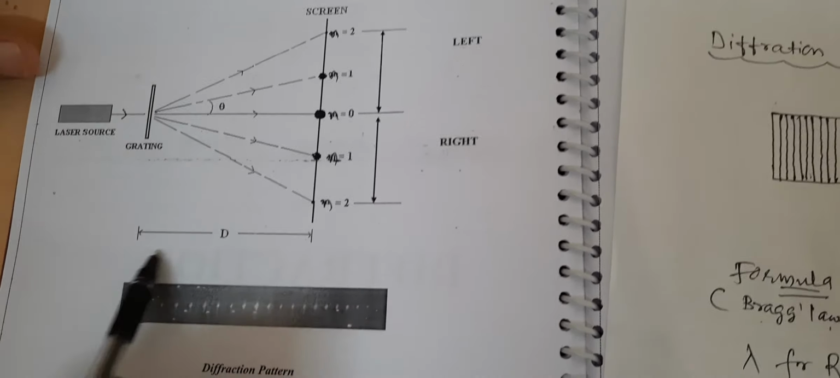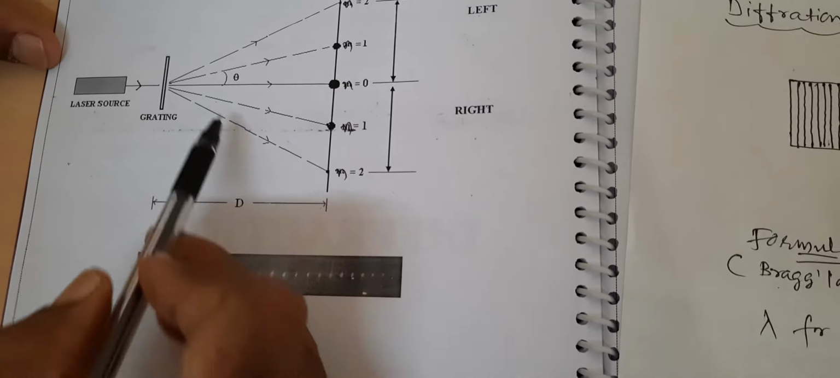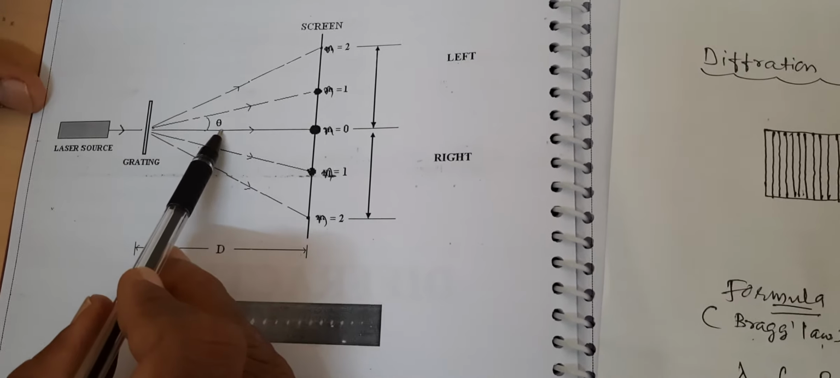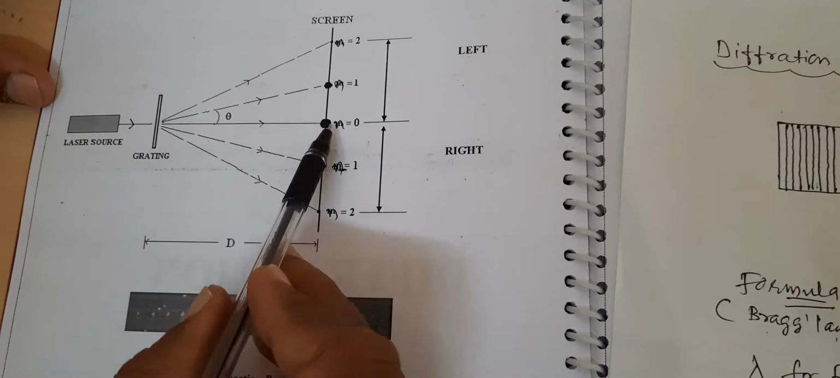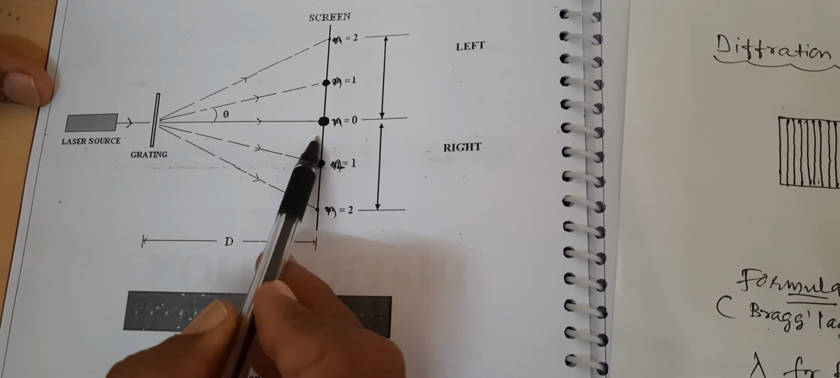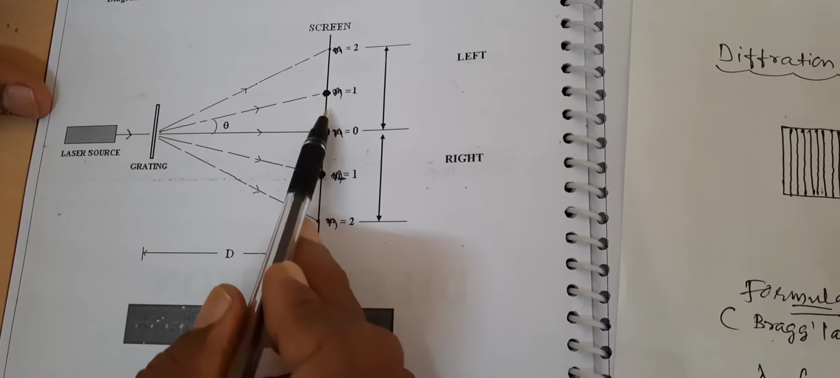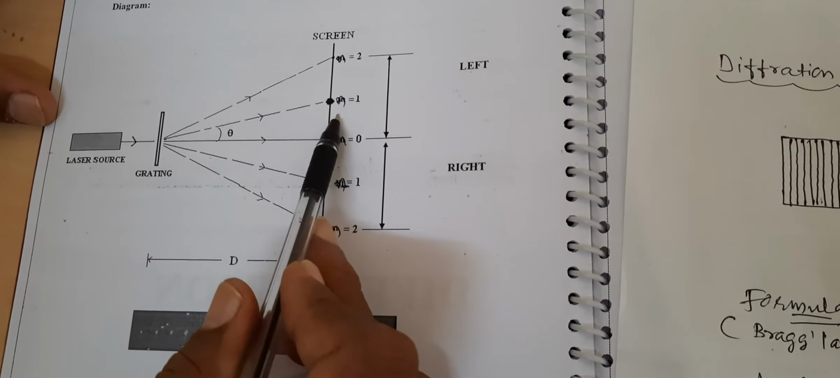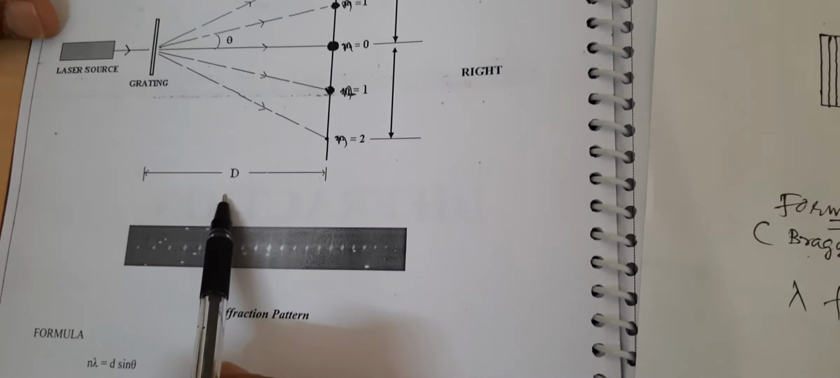Now actually we are varying this distance. When you change this, what happens? Theta changes. When theta changes, the distance from the center to n1 and from the center to n2 also changes. This also varies by varying the value of D.